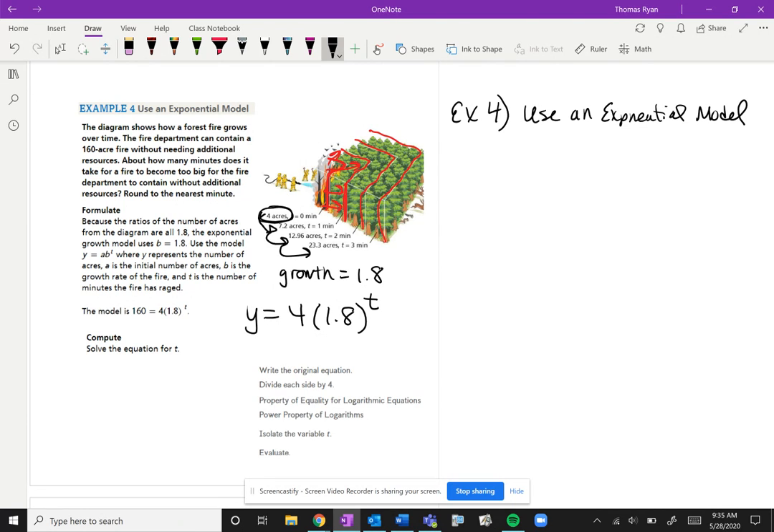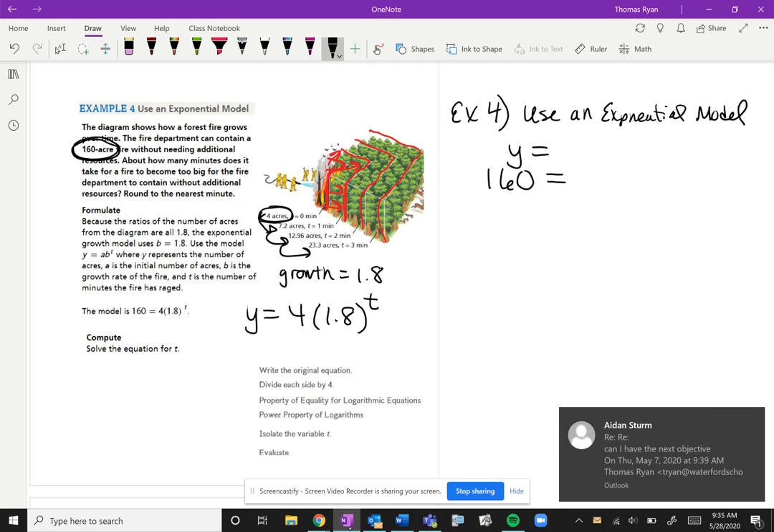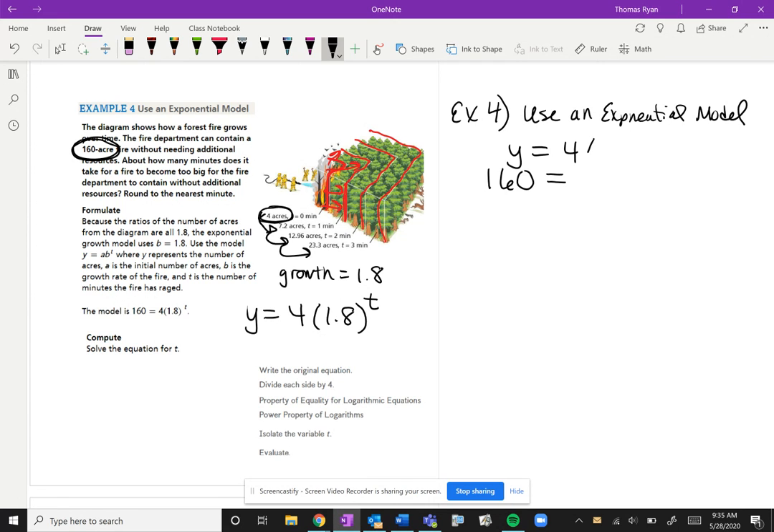Okay, so if we want to find out after how many minutes it takes to get to be 160, our model is y equals 4 times 1.8 to the t. When are we going to get to be 160? So we'll plug in 160 for the amount of acreage. We want to solve for time, the number of minutes, until they've got to radio in and say, hey, we can only contain this thing for this many minutes, and then we're going to need backup.